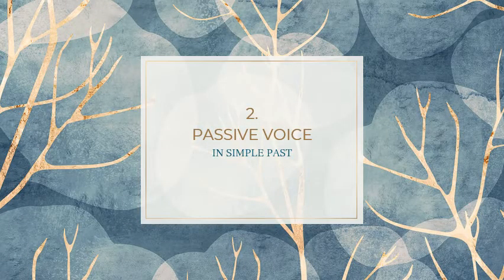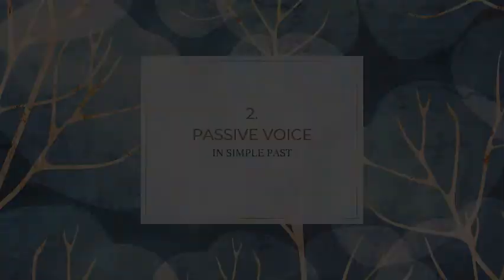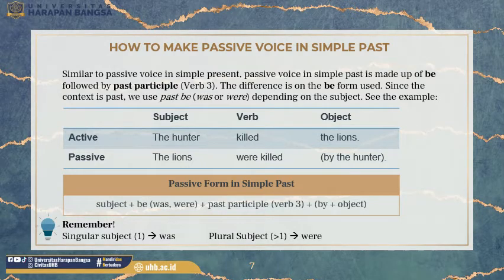After we learn how to make passive voice in simple present, now it's time to learn how to make passive voice in simple past. Similar to passive voice in simple present, passive voice in simple past is also made up of be followed by past participle. Jadi basically sama ya, bagaimana cara kita membuat passive voice di simple present ataupun simple past. Intinya kita pakai subject diikuti be dan verb 3 atau past participle.